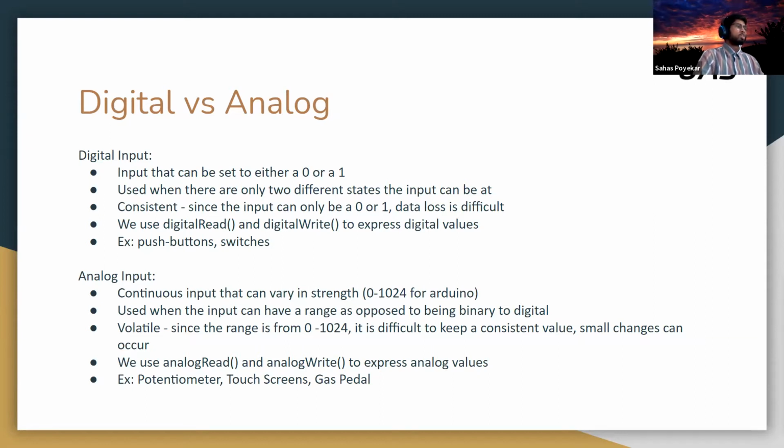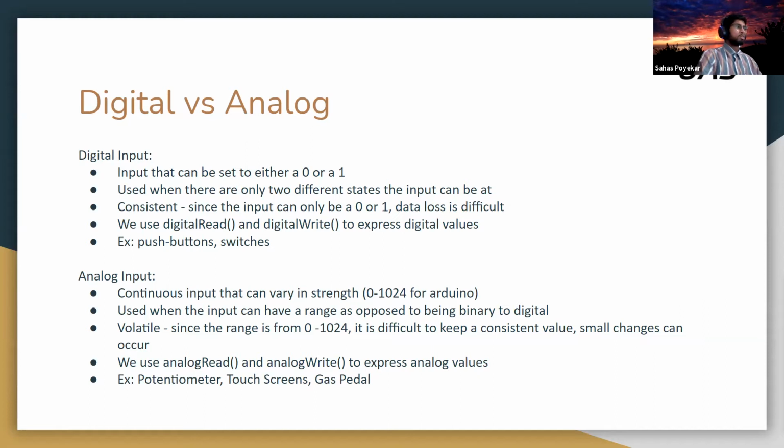To represent digital input or output in Arduino, we use the digitalRead and digitalWrite commands to express digital values. Some examples of digital hardware are the push buttons and switches that we saw. With a push button, there are only two states: either you're holding down the button or you're not. Switches also typically have two states. With the flip switch in particular, either the switch is flipped on or it's flipped off.